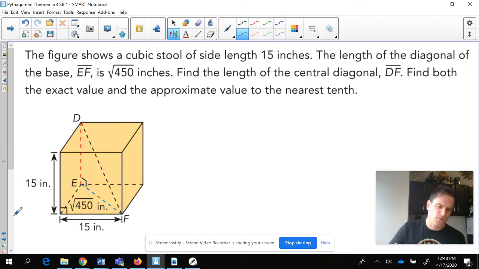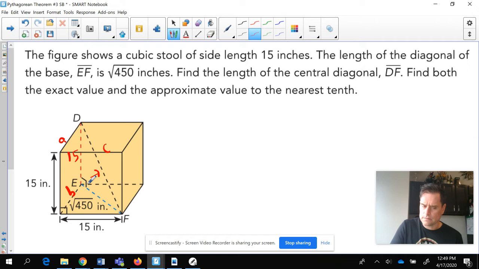So first we take a look at this problem. I like to use the picture. And the first thing I'm going to do is label all the parts that I need to solve this. So I need to find DF, which is going to be this diagonal length, which is going to be my C. That's my longest length because it's directly across from my 90 degrees. And second, if this is 15 right here, and this is a cubic stool, then I know that this length right here is 15. So this can be my A, and the square root of 450 is my B.